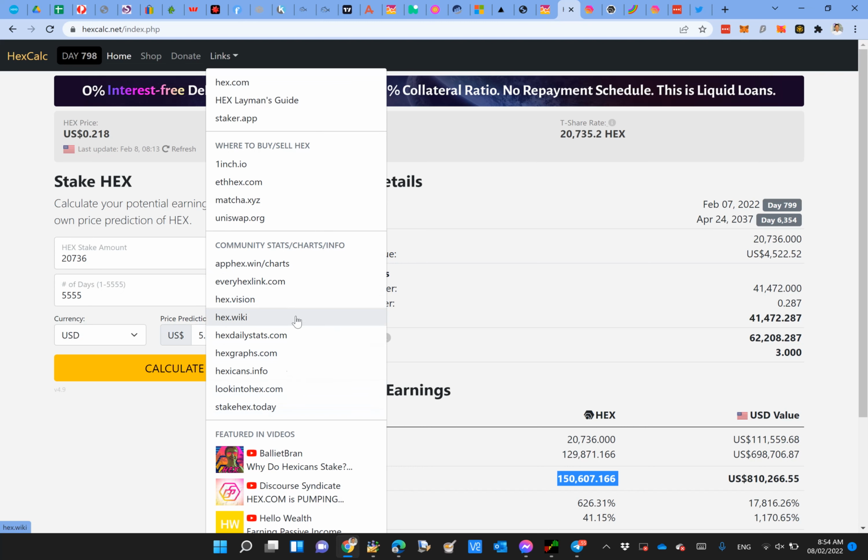These are all the useful sites. There's everything you need. The only thing that is missing here is go.hex, which is where you go to do your staking if you have a hardware wallet.